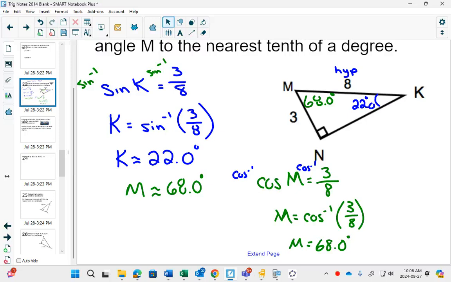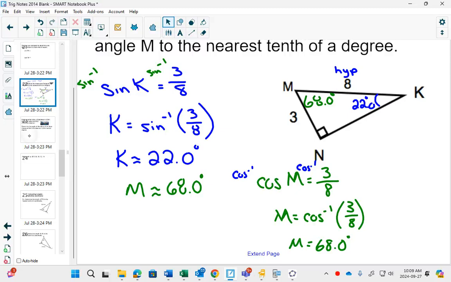Your hypotenuse always stays in the same place, but depending on which angle you're talking about, right? For angle K, the 3 was the opposite side. But for angle M, the 3 is the adjacent side. So it's going to change depending on which angle you're talking about.